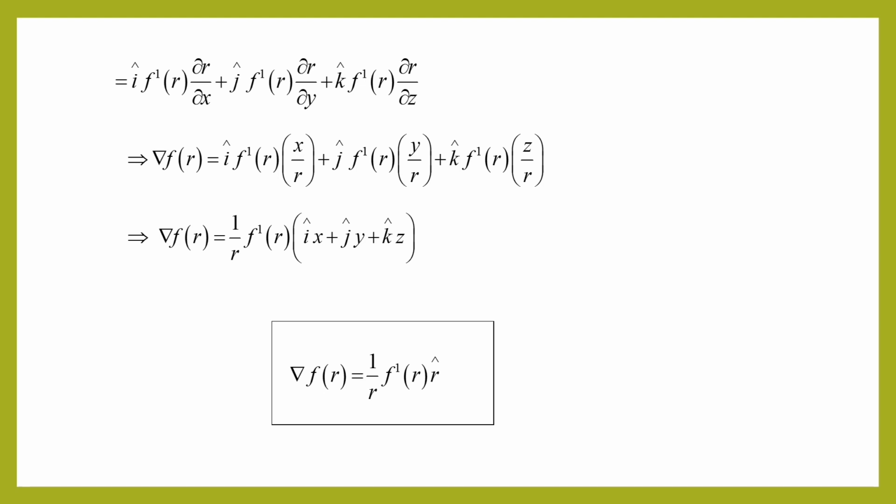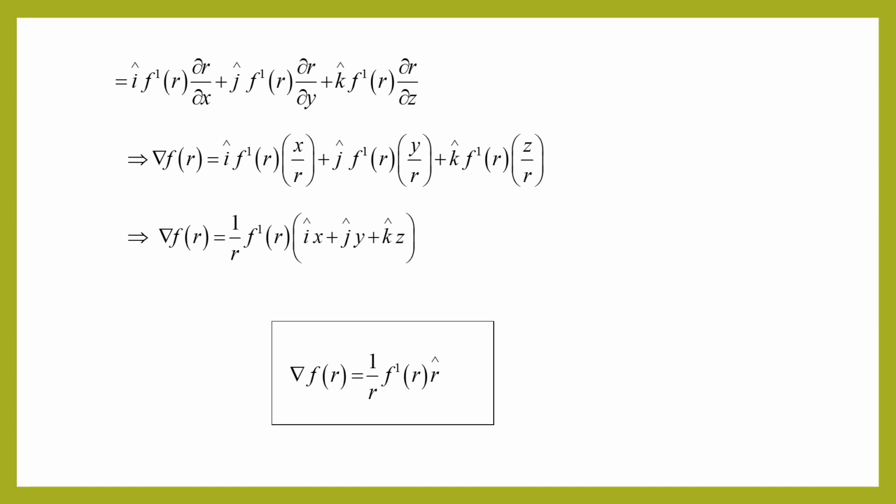z by r. So what have we done here? We substituted the values of dou r by dou x, dou r by dou y, and dou r by dou z, and we got this answer. After that, del f of r becomes i cap f dash of r into 1 by r x plus j cap f dash of r 1 by r y plus k cap f dash of r 1 by r z. So we can take out 1 by r f dash of r outside.